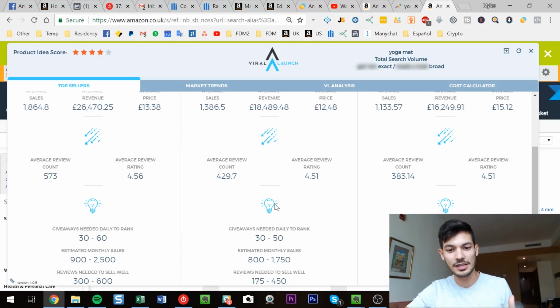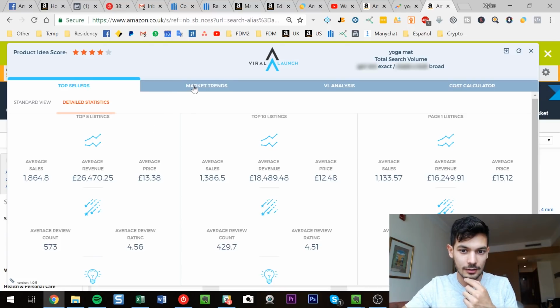So I want to be able to see that data, because maybe I want to rank number 1. And so I need to see this split, which is the top 5, then the next 5, and then the rest of page 1. How many do I need to give away, or how many do I need to sell, to get up to that number 1 position? And so this is just really, really nice to be able to see.